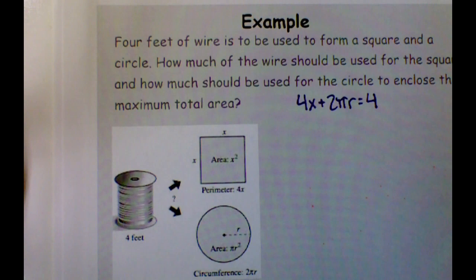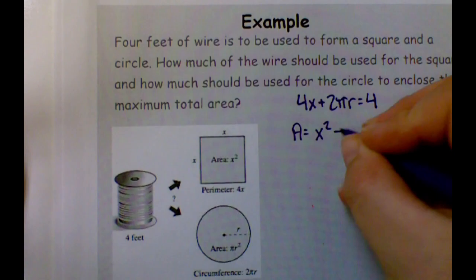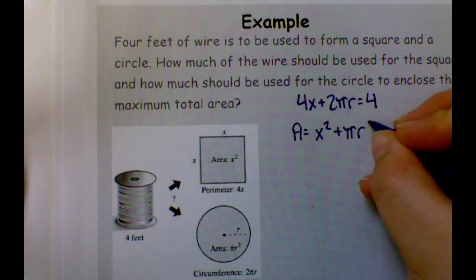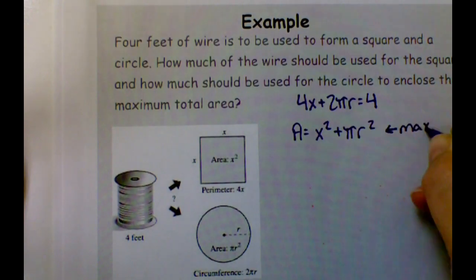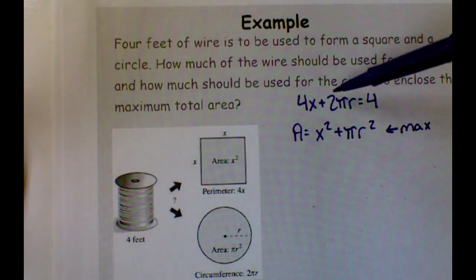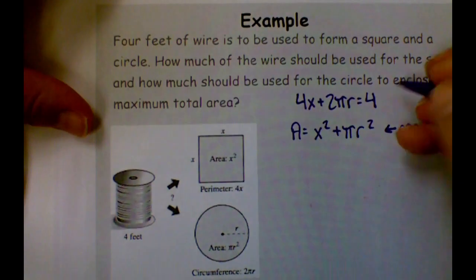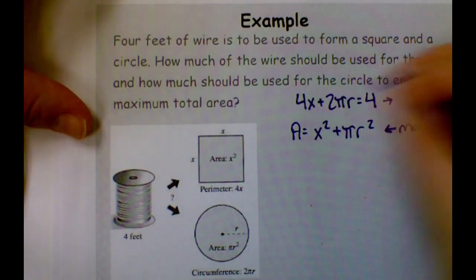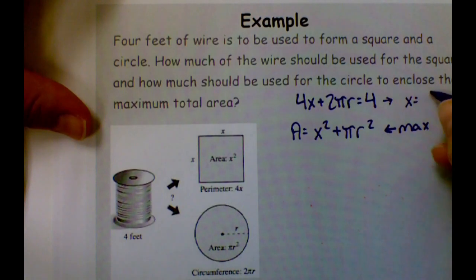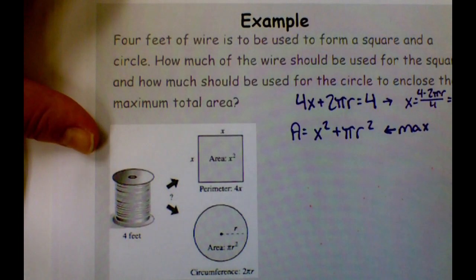I also want the maximum area. Well, the total area will be the area of the square, which is x squared, plus the area of a circle, which is pi r squared. That's what I want to maximize. Now we can follow those same steps. We're either going to choose to solve for x or choose to solve for r. I personally am going to solve for x because I think it'll be a little easier. Because we just subtract the 2 pi r over and then divide by 4. So I get 4 minus 2 pi r over 4, or 1 minus 1/2 times pi times r.